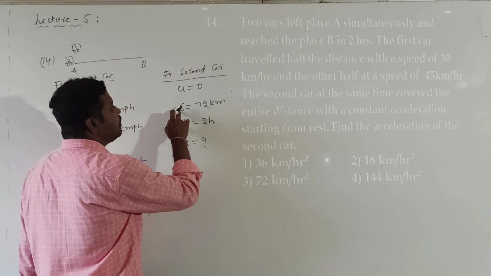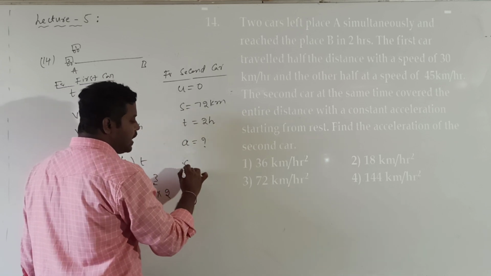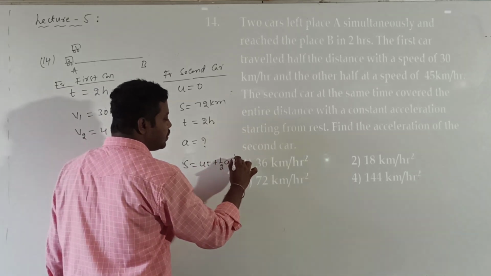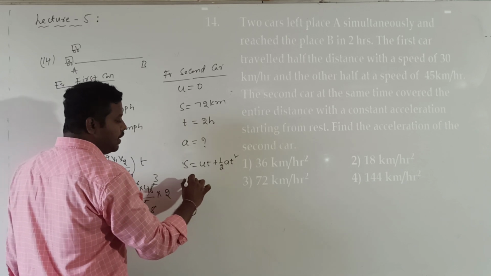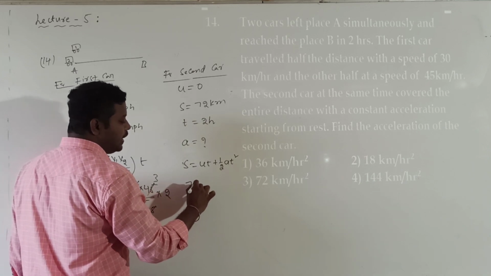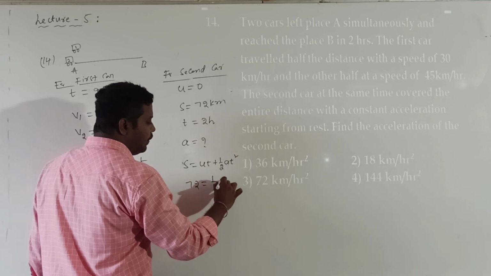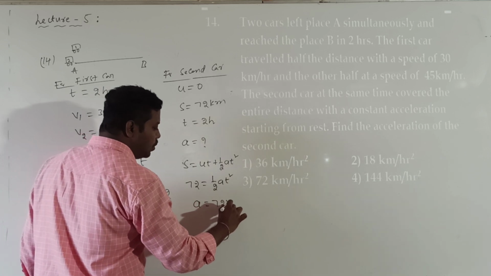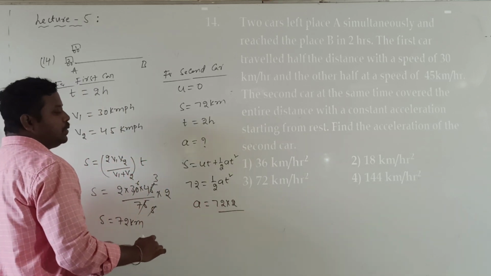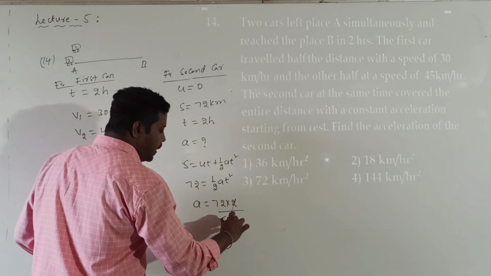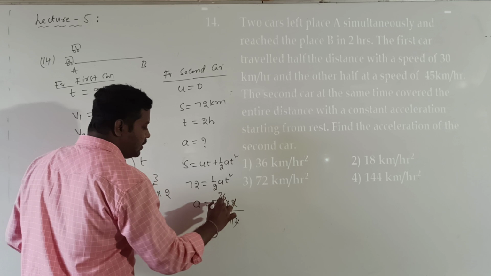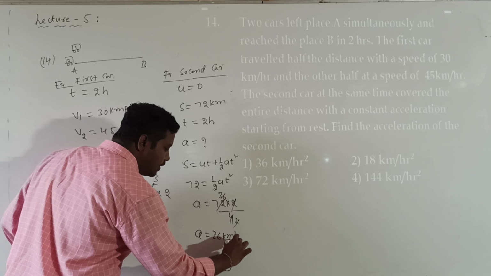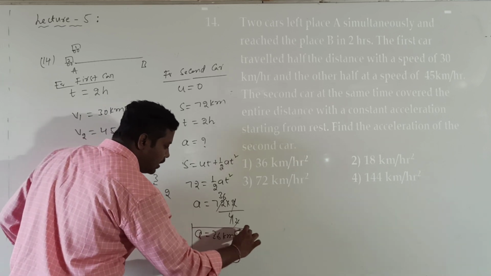We have the S value, u value, t value. What is the equation relating all of these? S is equal to ut plus half into a into t square. S is 72, so 72 is equal to half into a into t square. Then a is equal to 72 into 2 by 4, which gives 36. So the value of a is 36 km per hour square. This is the value of acceleration.